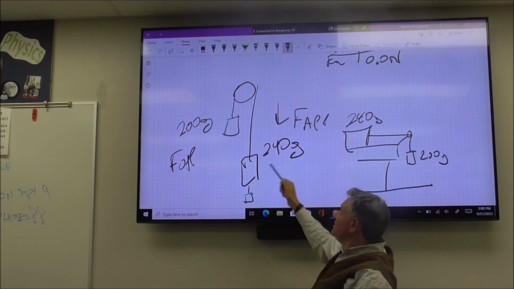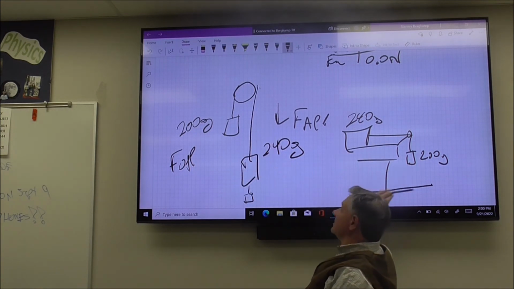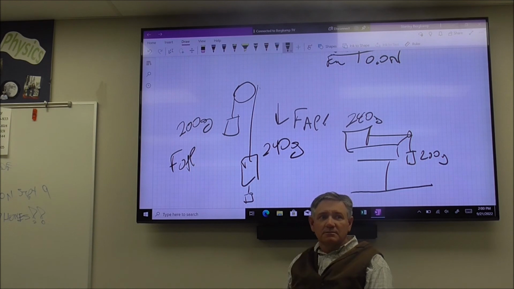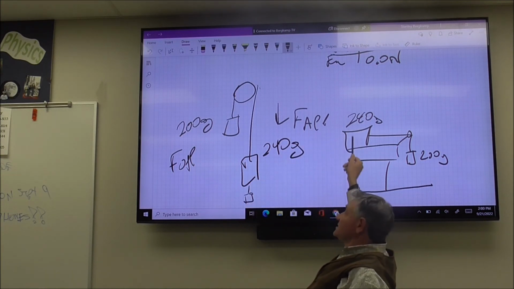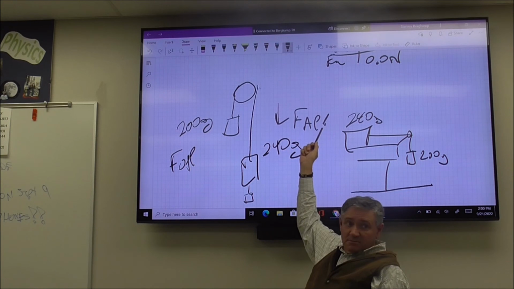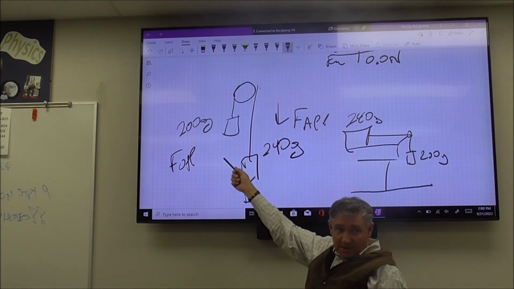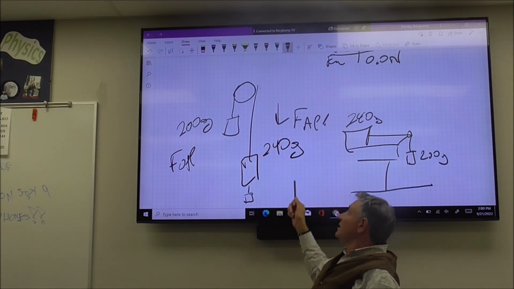So over here, 200 goes up. Over here, 200 goes down. What's the difference? Same masses. Why does one fall and the other one doesn't? One has force normal. This one is balanced out by the table and has normal force. This one doesn't.